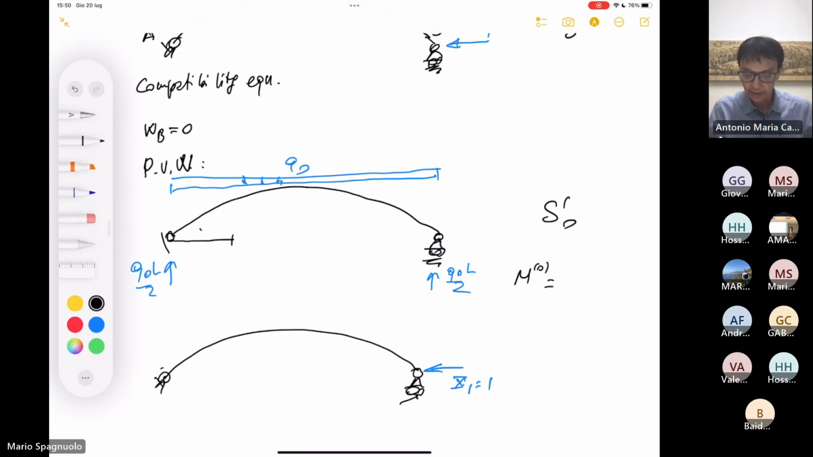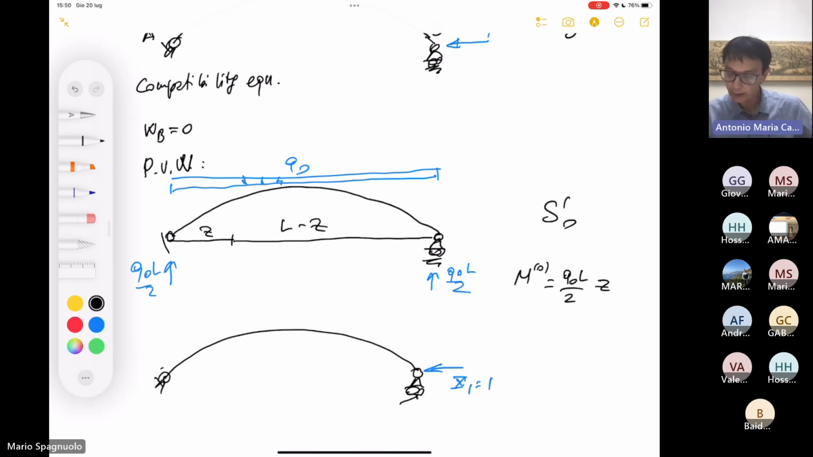This is Z, a generic point, and this is L minus Z. So we have Q0 L over 2 times Z, and the contribution of the distributed load over this part will be minus Q0 Z squared over 2. And so this can be written as Q0 Z over 2 times L minus Z.